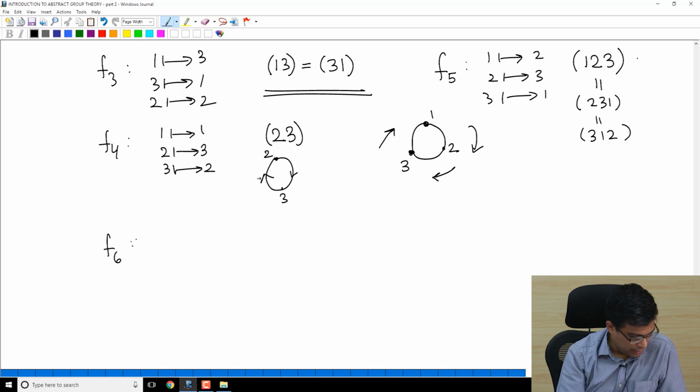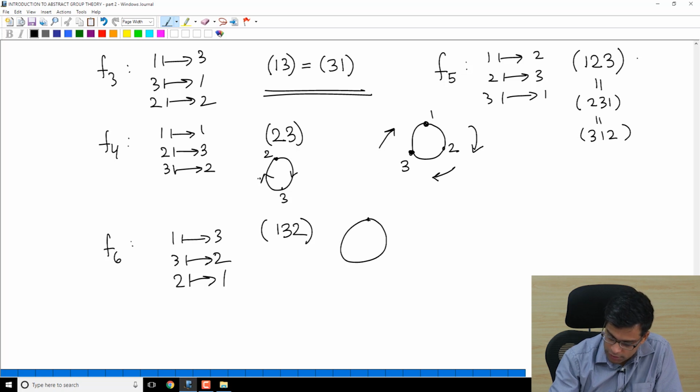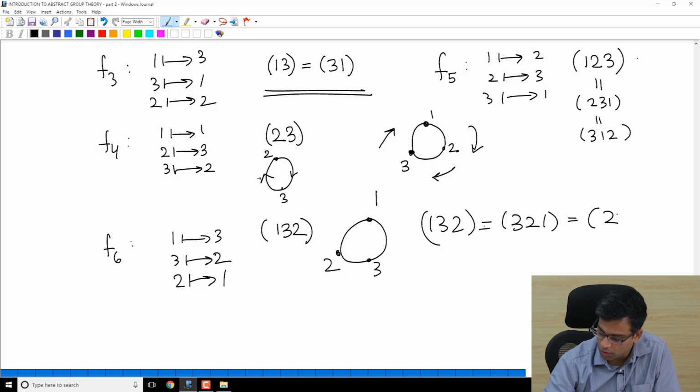Finally, what is F6? F6 was 1 goes to 3, 3 goes to 2, and 2 goes to 1. So if you write the cycle notation, you put 1, then you put 3, because 1 goes to 3, 3 goes to 2, and 2 goes to 1 again, so you close them. So in the cycle notation, you have 1, then 3 and 2. So 1 3 2 is the same as, you can start with 3, 3 2 1 or 2 1 3.